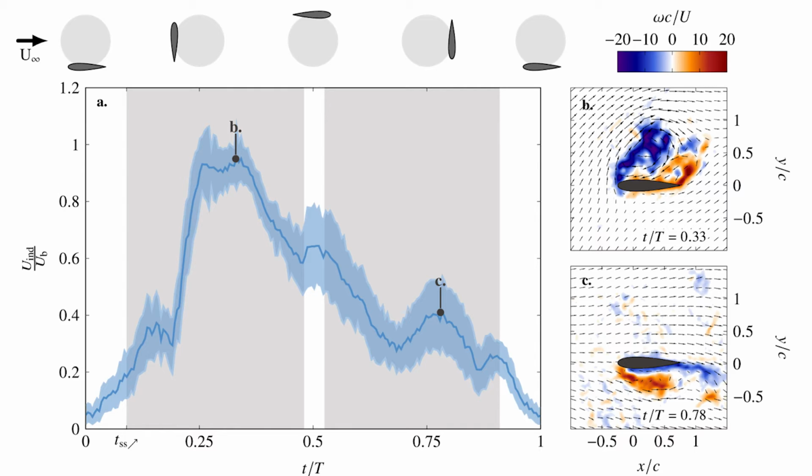The snapshot in C shows how the flow is dominated by the coherent large-scale structure forming on the blade's leading edge. The induced velocity remains significant up until 0.9 periods.